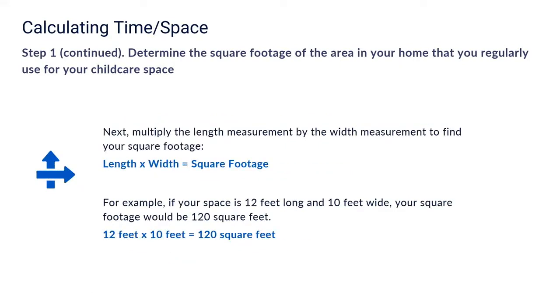Next, you're going to multiply the length by the width measurement to find your square footage. So for example, if your space is 12 feet long and 10 feet wide, your square footage would be 12 times 10, which is 120 square feet. For oddly shaped spaces, such as rooms with an extra nook or filled by a closet, break your room into smaller rectangular blocks. Use the square footage calculation for each block and add the totals together.